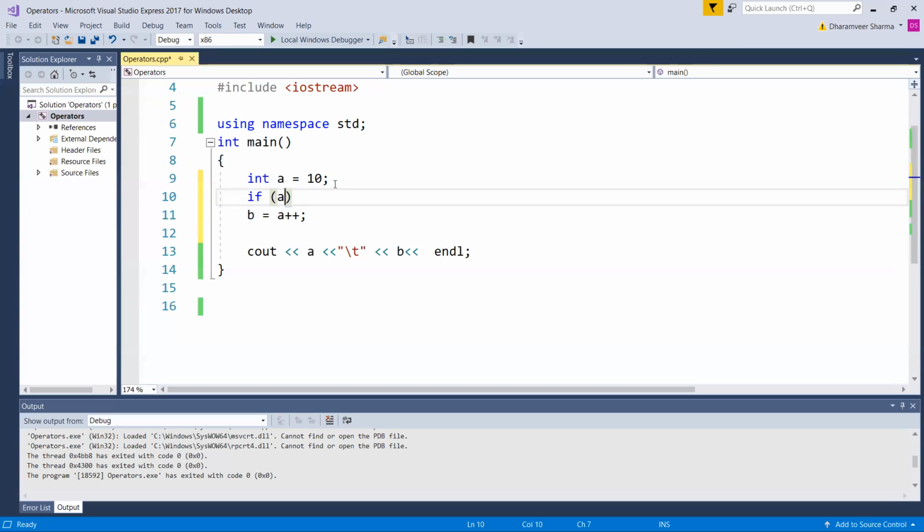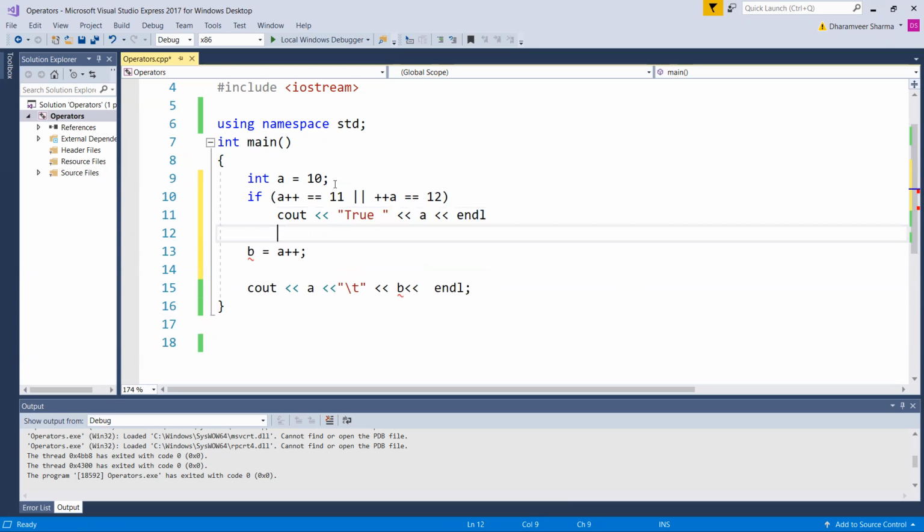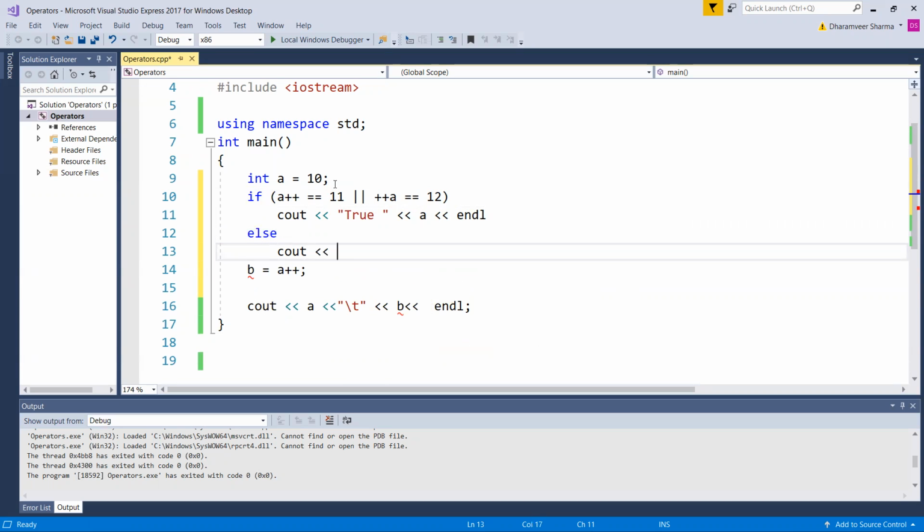If a++ is equal to 11 or ++a is equal to 12, cout true, a, else cout false, a and that.